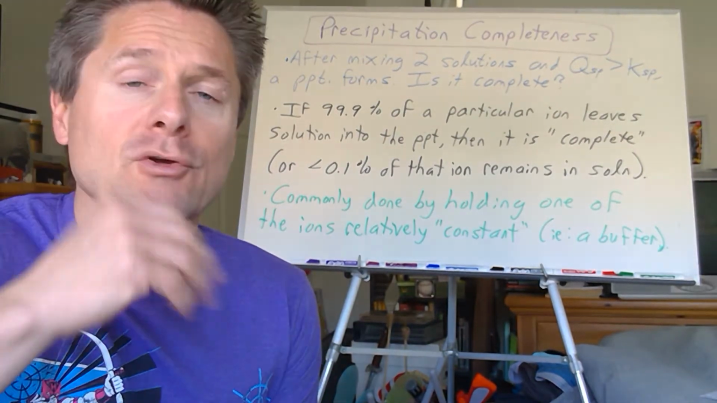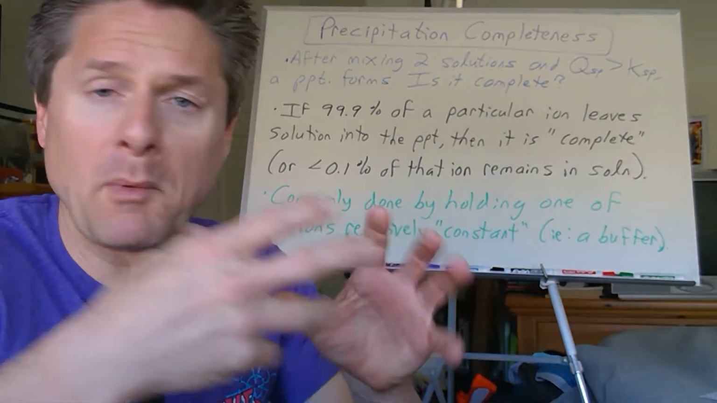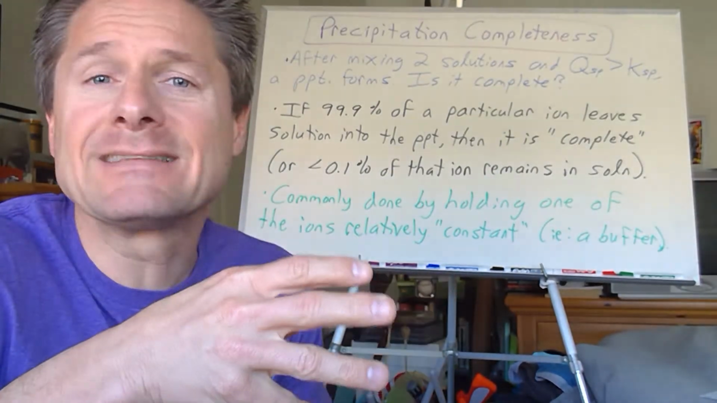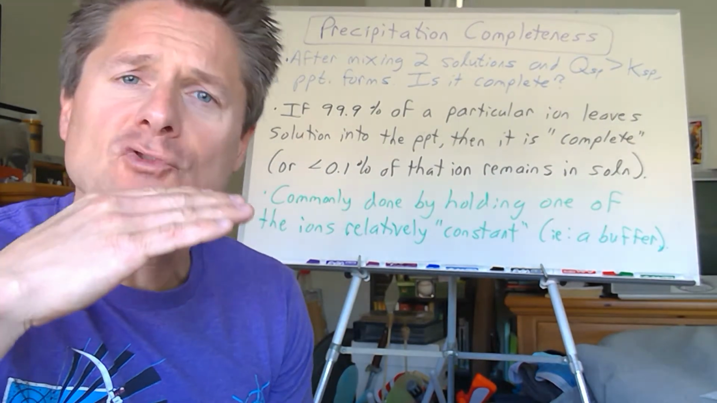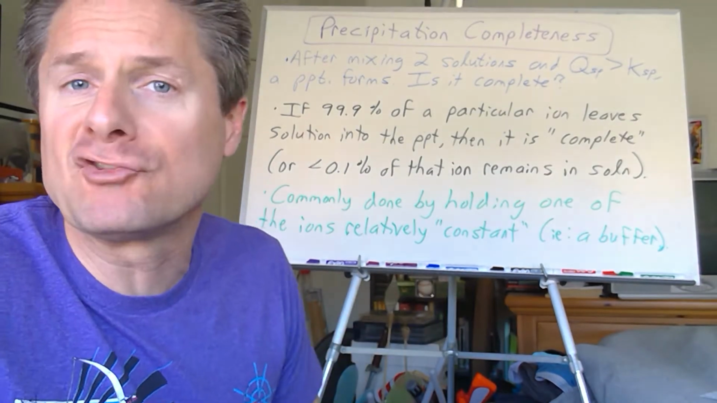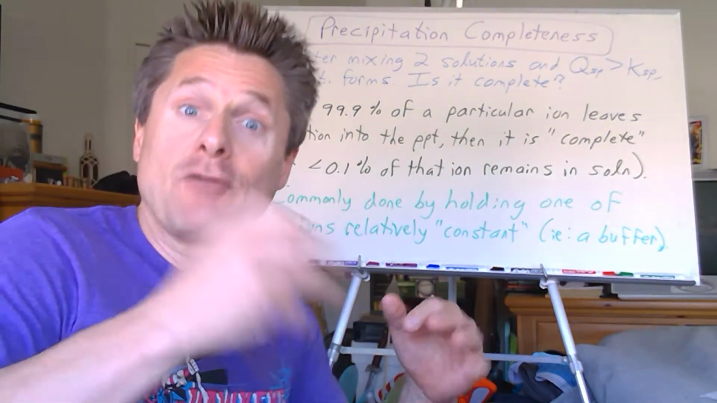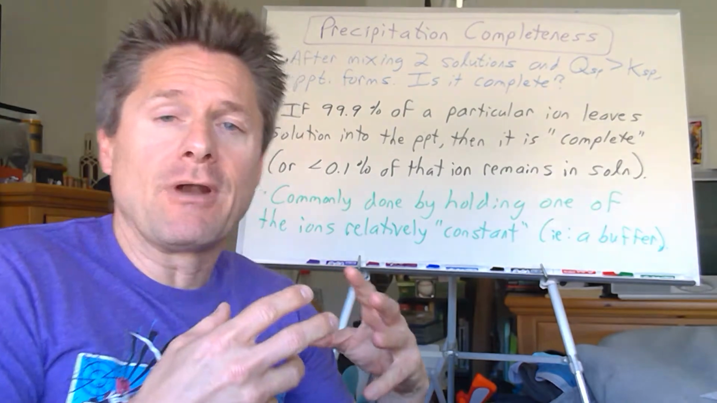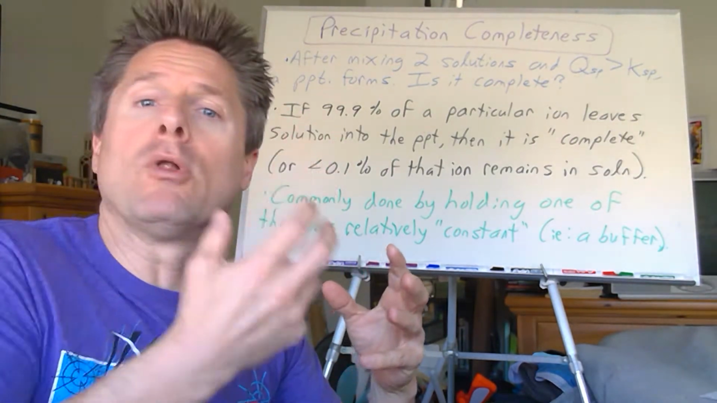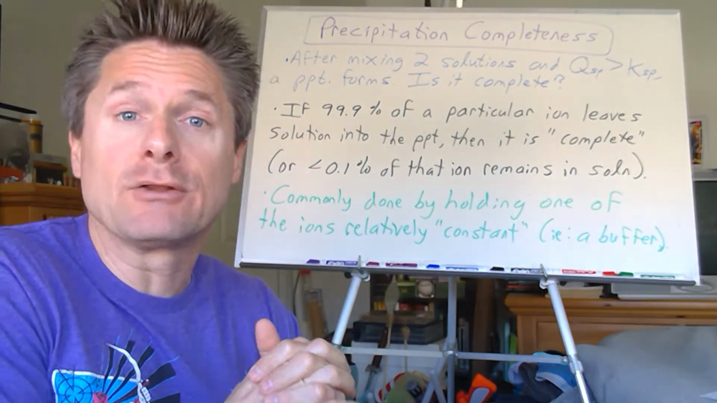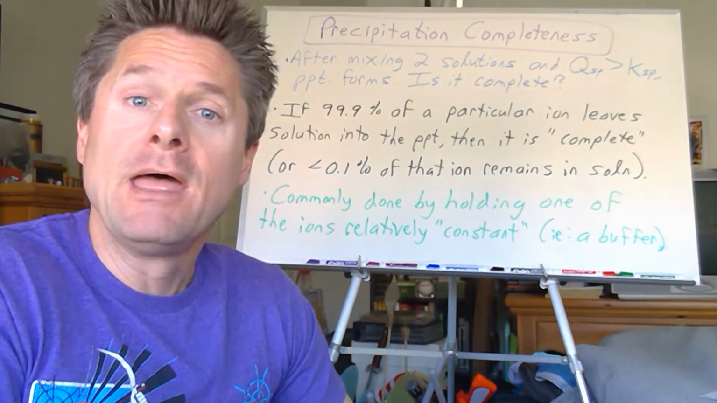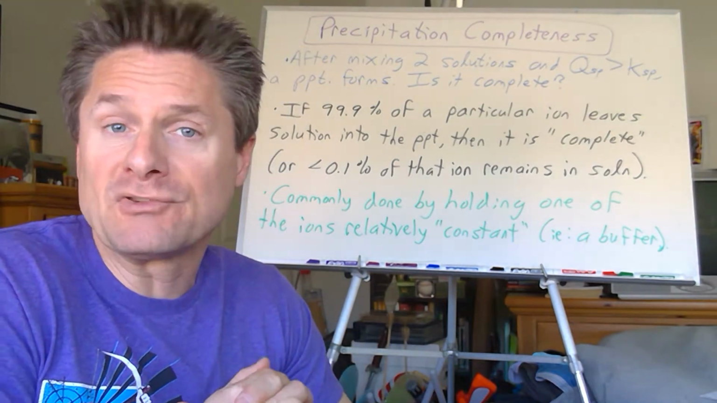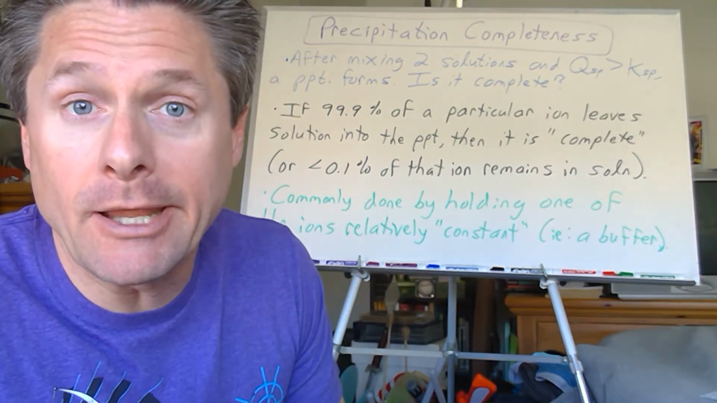So commonly what we'll do is hold one of the concentrations. We'll form a precipitate by adding something to it. Hold one of the other ion concentrations relatively constant, maybe with a buffer solution or something like that, and then start forming a precipitate by adding this other ion. Our goal is to pull out and extract as much of that particular ion as we can, typically a metal ion. So maybe it's a toxic metal ion we want to extract out of a water system. Whatever you need at the time.